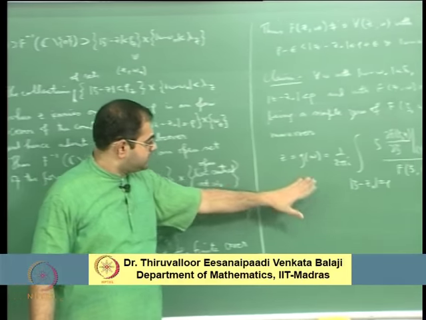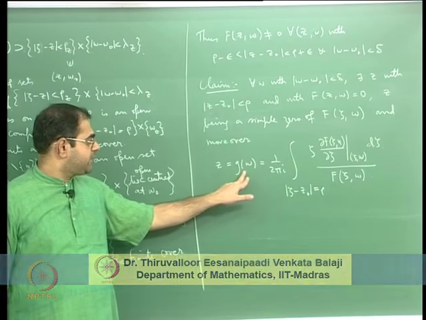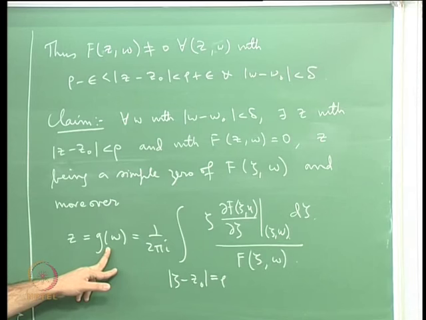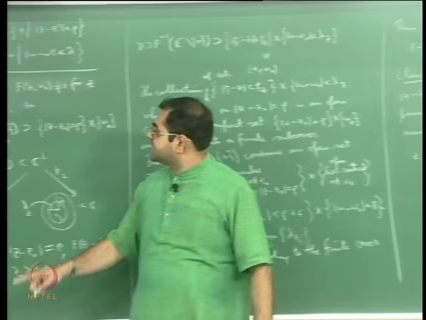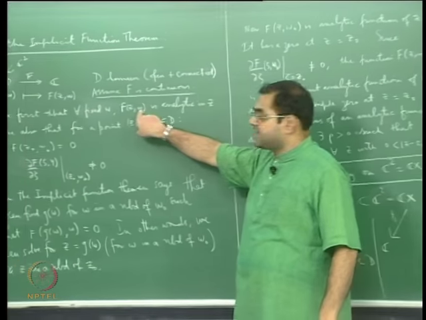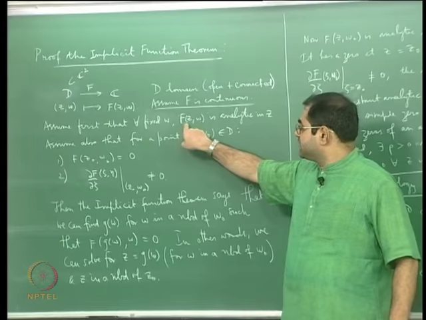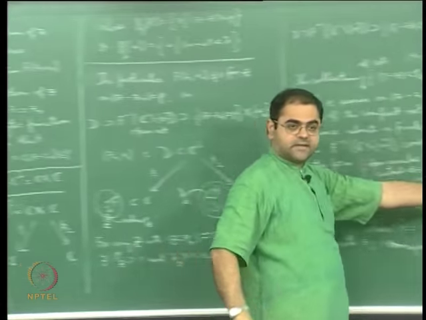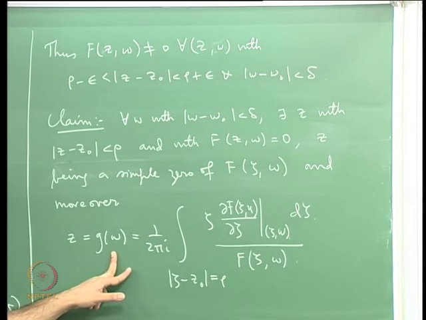And mind you, before I end this lecture, let me tell you that it is not necessary that this g is analytic. You cannot ensure that g is analytic. But what we will see later is that if this function F is also analytic in the second variable for every fixed value of the first variable, then you can show that g also is analytic as a function of w. And there is a nice formula for the derivative of g, which we will see in the next lecture.